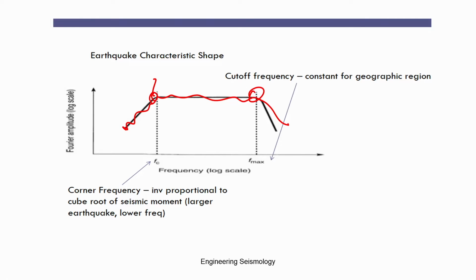So, this is very difficult to define, but however it is constant to the geographical region. So, this will be the earthquake based one, this will be the region based one. So, these corner cutoff frequencies are used in the simulation part and synthetic ground motion in seismology.